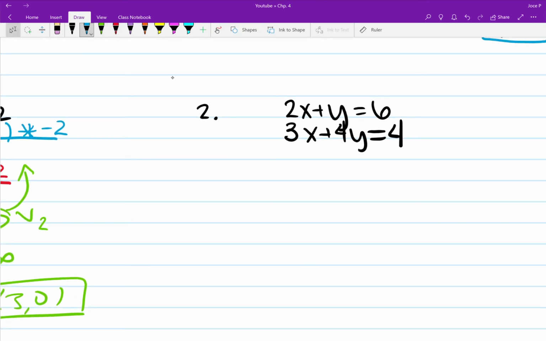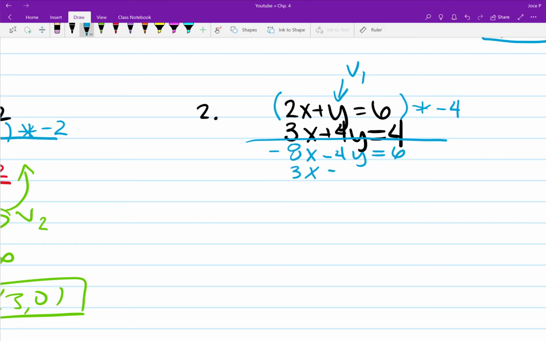So we're going to have to multiply this one times negative 4 because we want y to be v1. Let's solve. We have negative 8x minus 4y equals 6. Then we're going to have 3x plus 4y. Oh, excuse me, I forgot to multiply that. Get negative 24 over here. Great. Equals 4 down here.